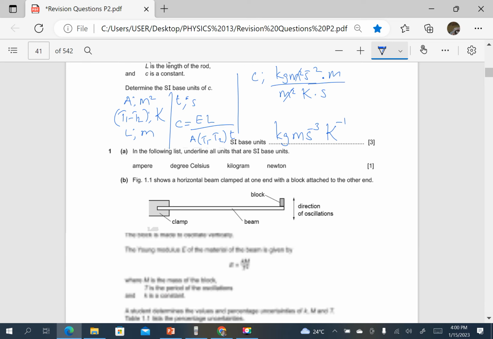In the following list, underline all units that are SI base units. We have the ampere, yes. Newton is not. Kilogram, yes. The Newton is not.